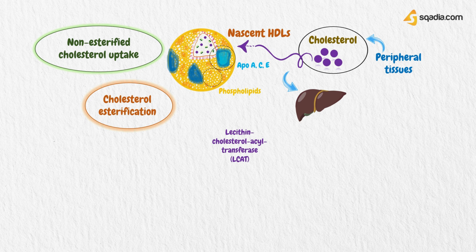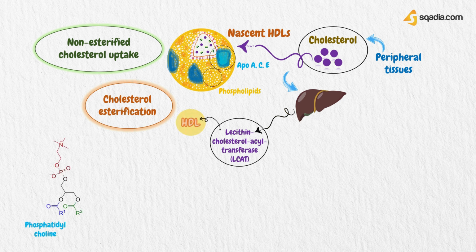LCAT, also known as PCAT, in which P stands for phosphatidylcholine, the source of the fatty acid. This enzyme is synthesized and secreted by the liver. LCAT binds to nascent HDL and is activated by ApoA1. Let's see how this reaction proceeds.